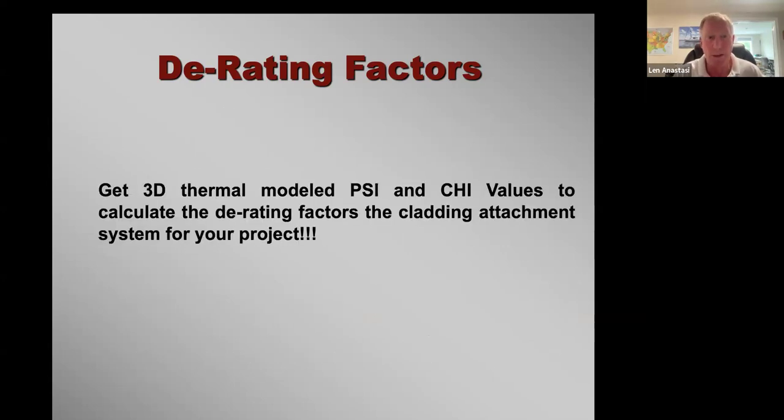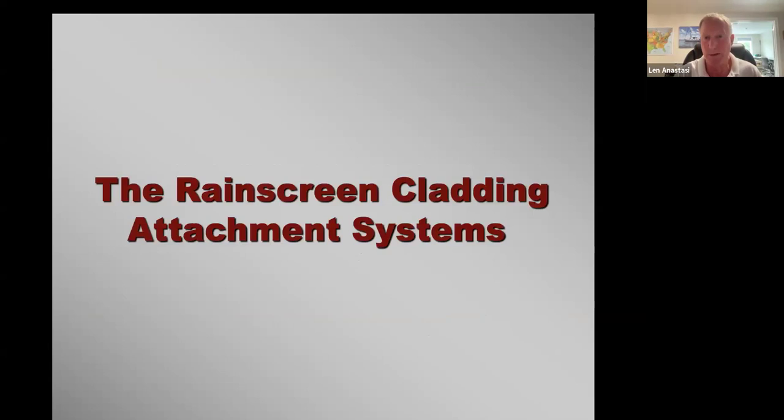So the best way to do this is get 3D model Psi and Chi values to calculate the derating factors for your cladding attachment systems. There are some manufacturers that have these done, but I think more need to do it. A lot of them will just show a table or a number, but you really need to get these values. They can be done, and it's not that expensive to do it.